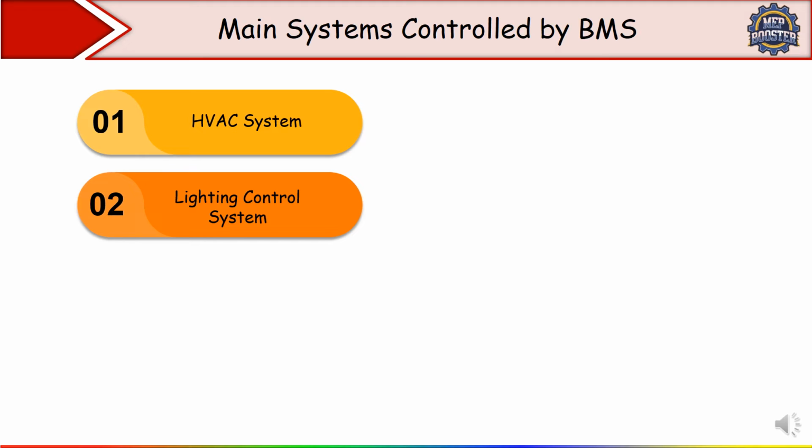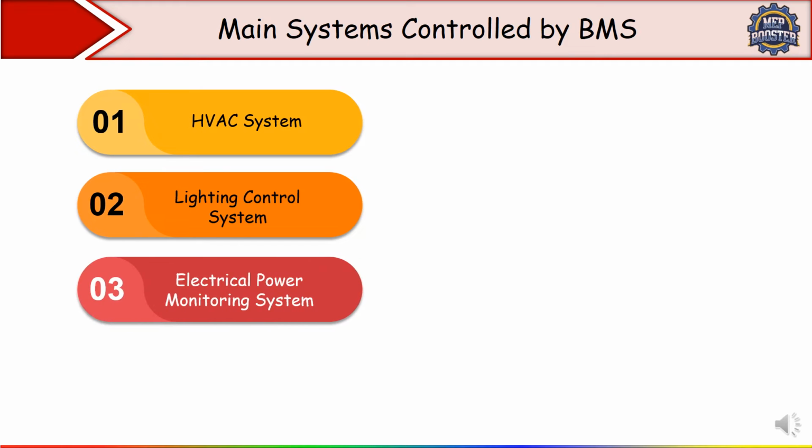It uses daylight sensors to dim lights during daytime, and the BMS turns off lighting in unoccupied areas automatically. For example, in a corporate office, the BMS dims window-side lights during daytime and switches off corridor lights after, let's say, 8 pm, automatically.